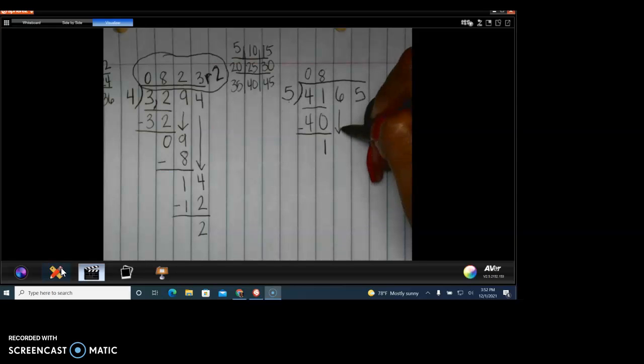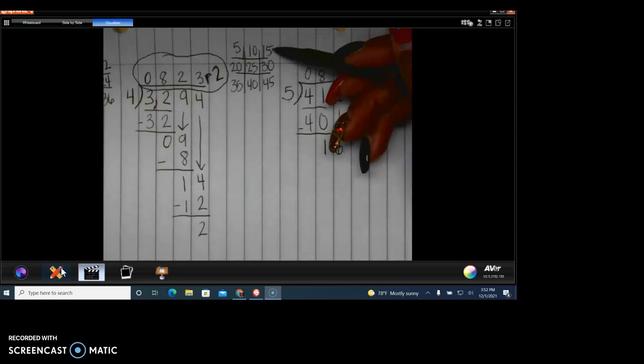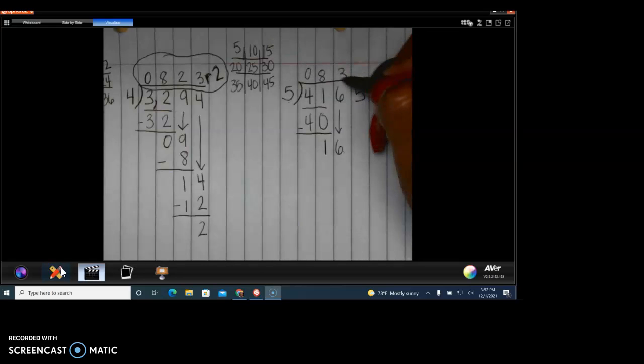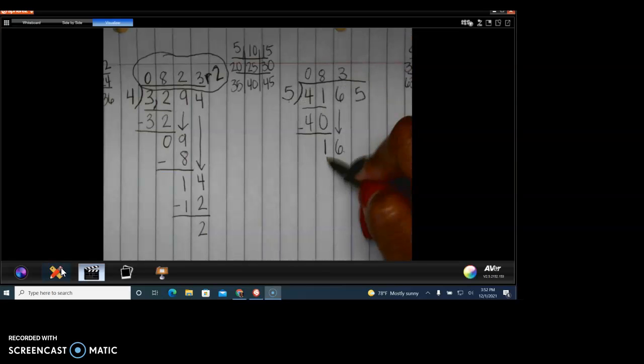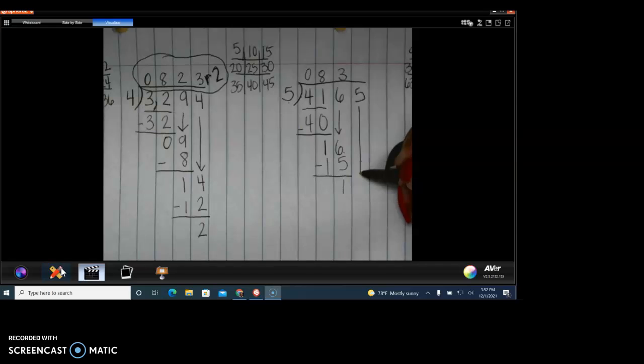Okay, I bring down the 6. All right. 5. How many groups can I make from 16? I know that 3 times 5 is 15. I subtract, I'm left with 1. Bring down.